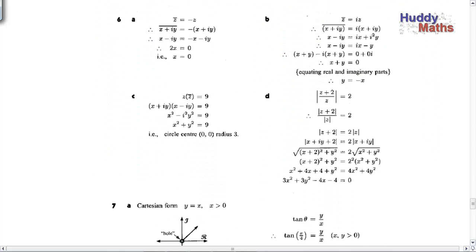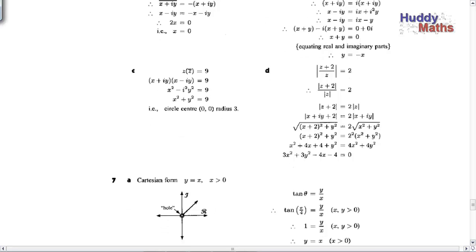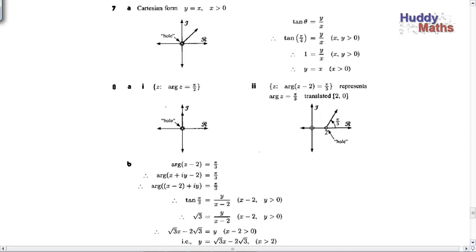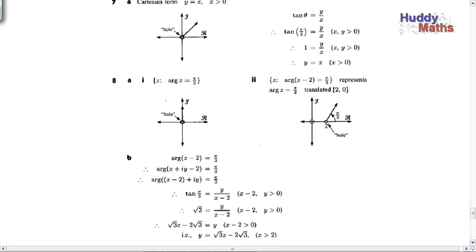So here's 6a, b, c and d. Check this carefully with the algebra there. The x plus yi, this is quite popular in this course, this sort of question. And 7, 8, a, 1 and 2, we'll have a look at the rest of this in a minute.